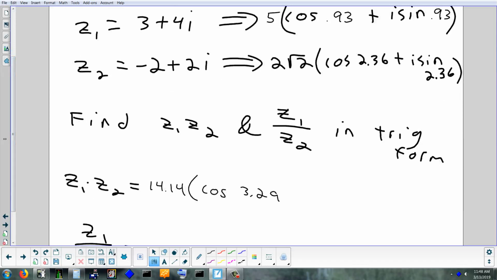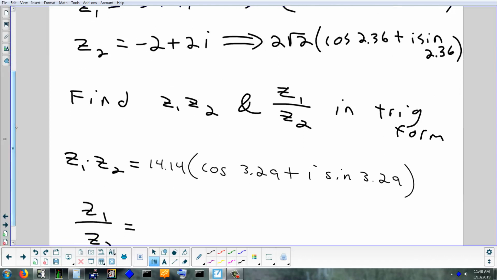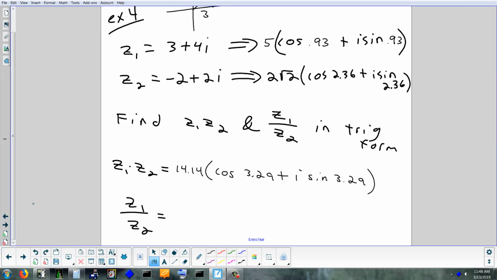And what we just did takes the place of all that foiling, all the i-squared stuff. You don't have to do any of it. But what sped this up is we already did one of these problems and had the trig form. Z2 we already had. Right. Now I want to divide these numbers. So that's the final answer. Yep.